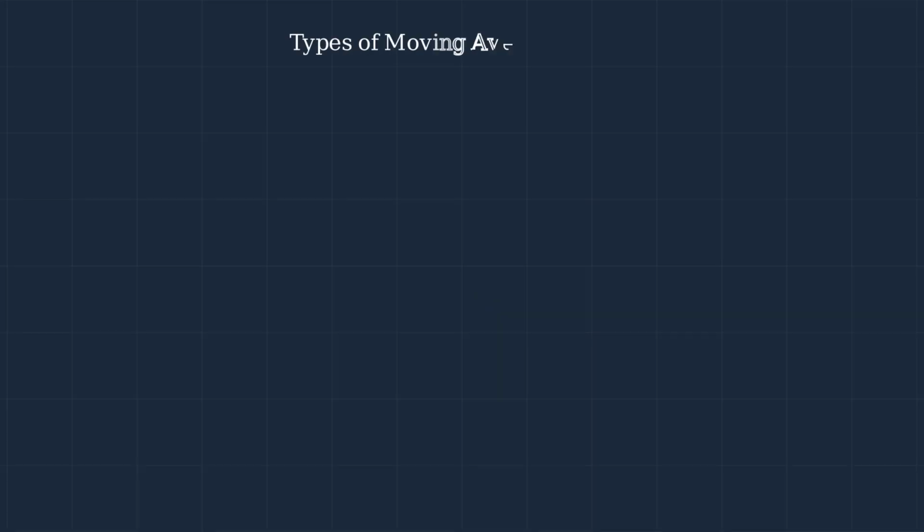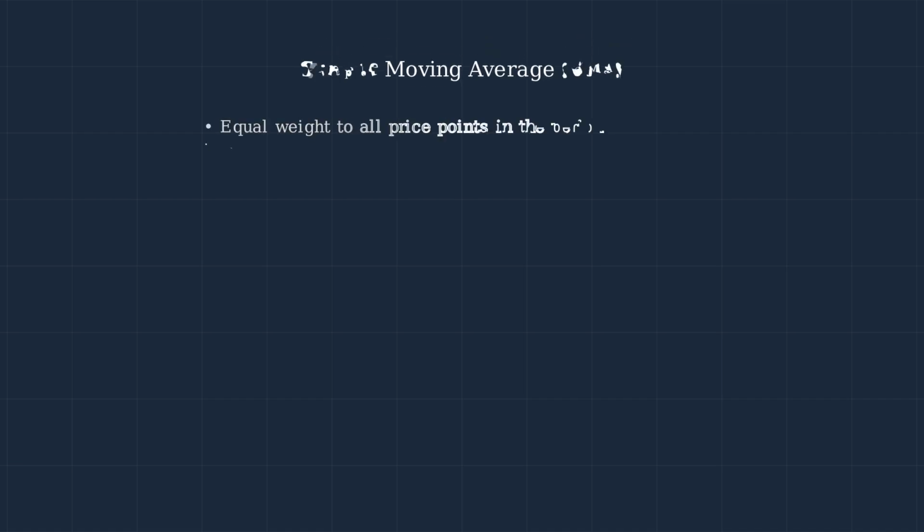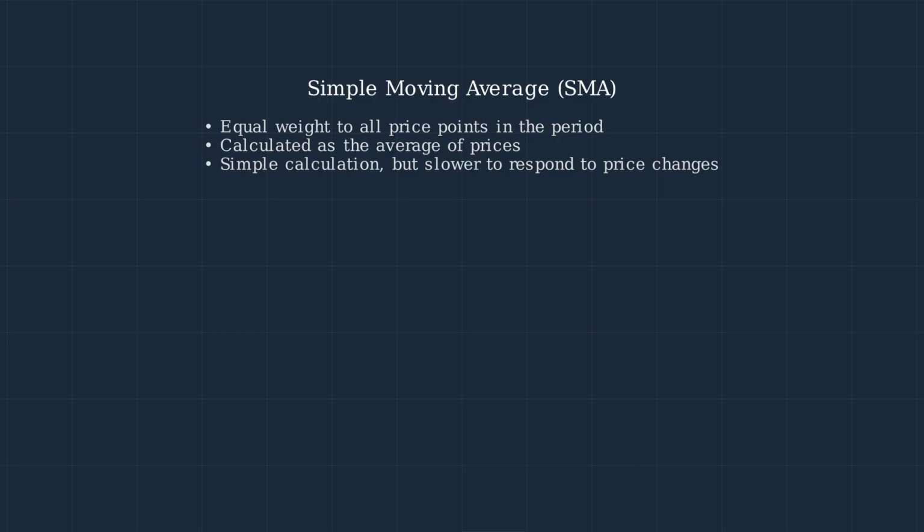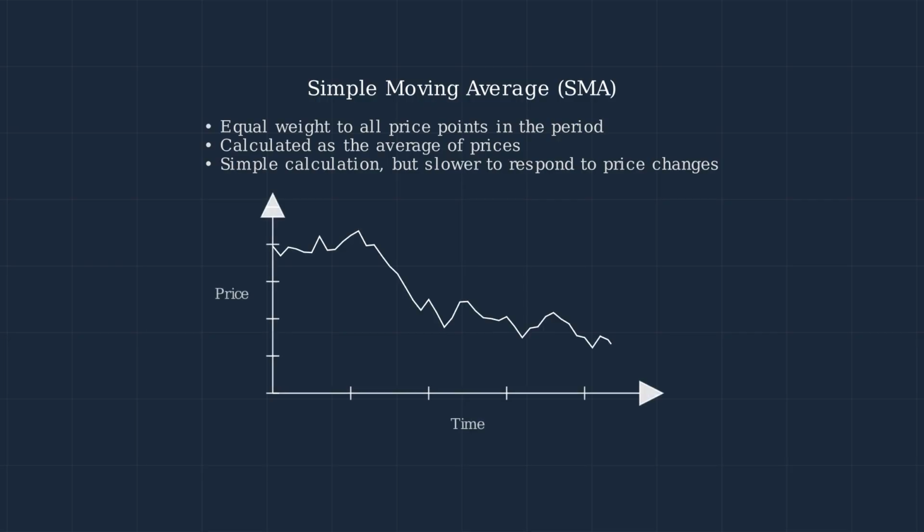In trading analysis, there are several types of moving averages that can be used in moving average cross strategies. The simple moving average, or SMA, gives equal weight to all price points in the calculation period. It's calculated by summing the prices over a specific period and then dividing by the number of periods.